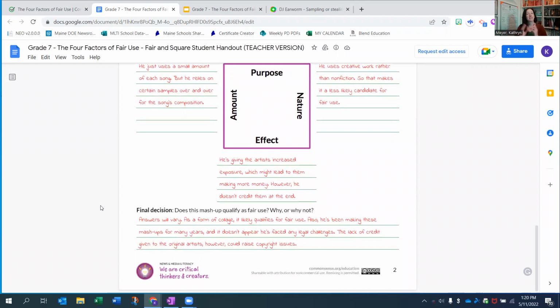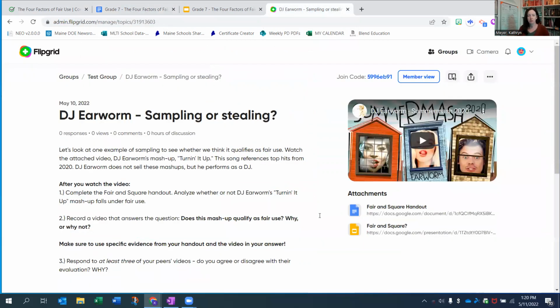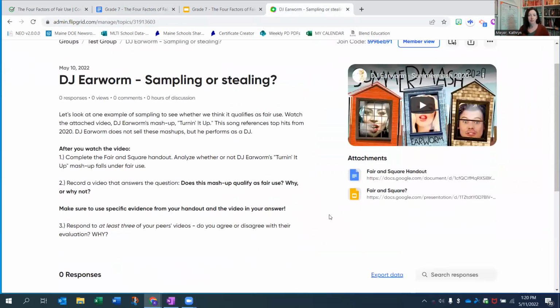And then the synthesis question is, okay, so looking at your evidence and the square, does this mashup qualify as fair use? Why or why not? And then a potential student example. Again, I'm just putting that here over into Flipgrid. So I've got the fair and square handout and that fair and square slide from earlier in the lesson with all of the analysis questions on it so that students can see that.